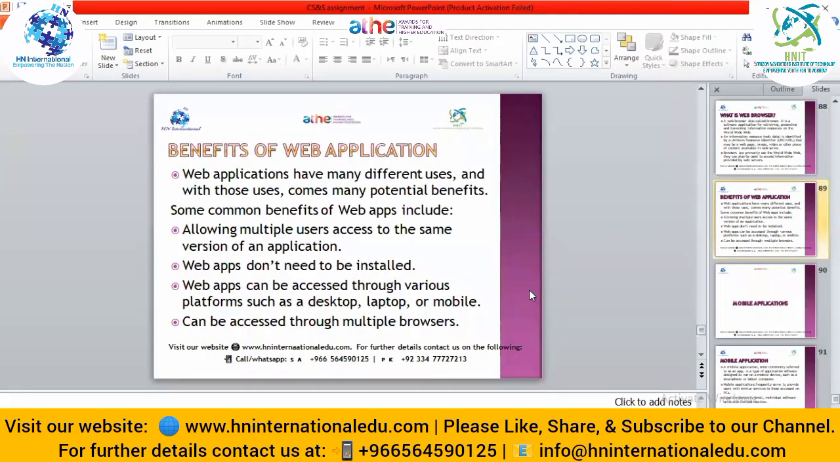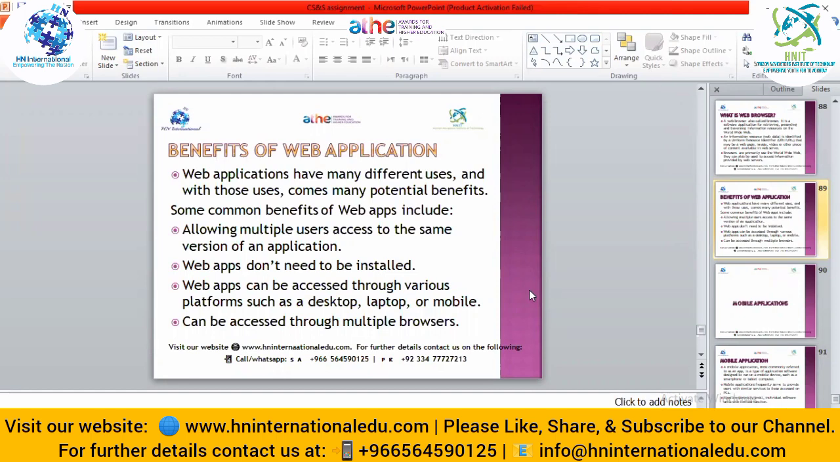So what are the benefits? How can the user enhance their experience by using a web application? So we can say that web applications have many different uses, and with those uses come many potential benefits. Like we can say that they allow multiple users to access the same version of an application.